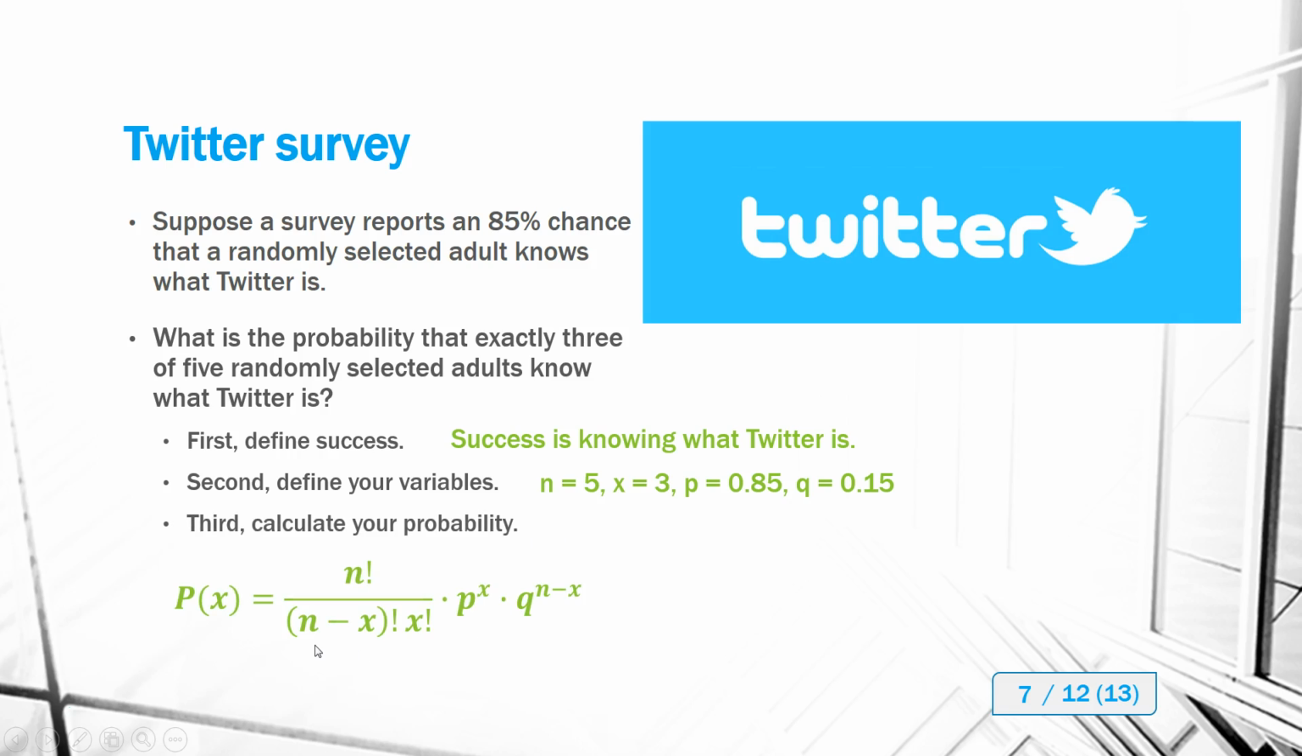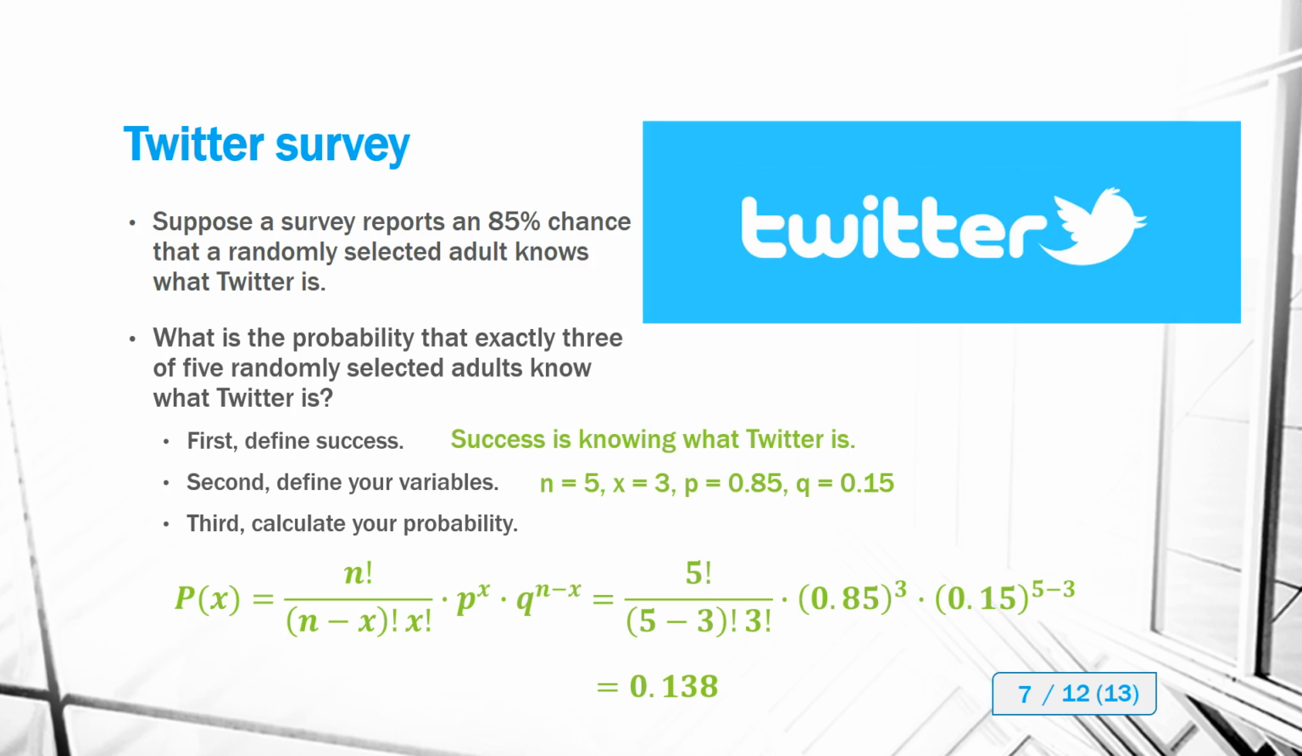Okay, here's our equation for calculating probability of X successes among N trials. So we just plug into our equation what we know, and then calculate this out, and out comes 13.8%. That's really all there is to it.